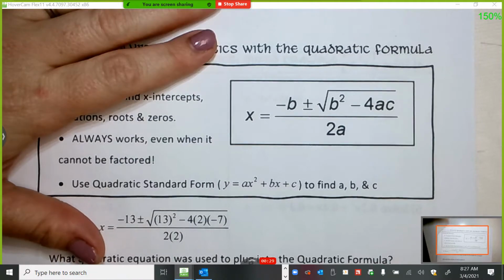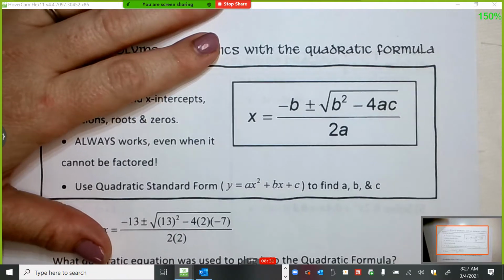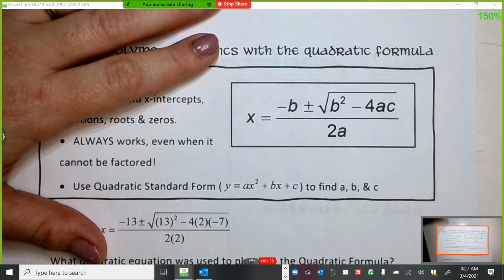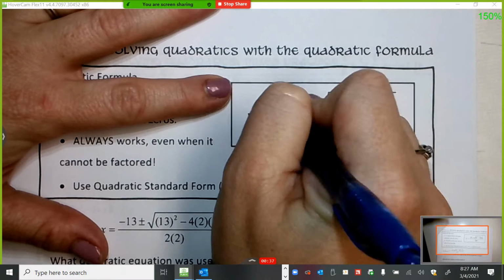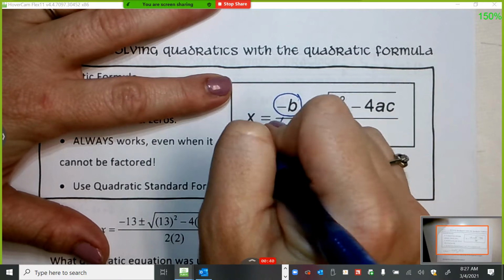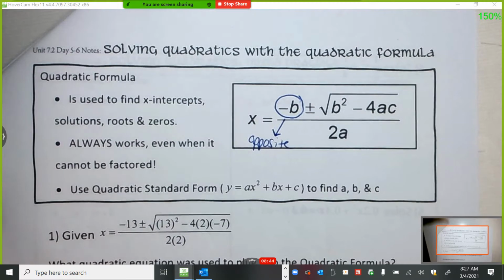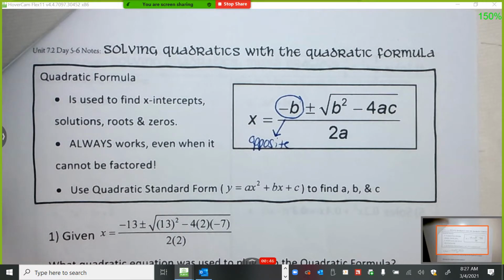But one thing I do want y'all to realize is that this b is opposite. Why is it going to be opposite? Because it has that negative in front, and that negative makes it opposite. So if you plug in a positive 6, it becomes negative 6. If you plug in a negative 6, well, two negatives make a positive, so you end up getting a positive 6. So if you're ever trying to work backwards, just know that this b is always opposite.